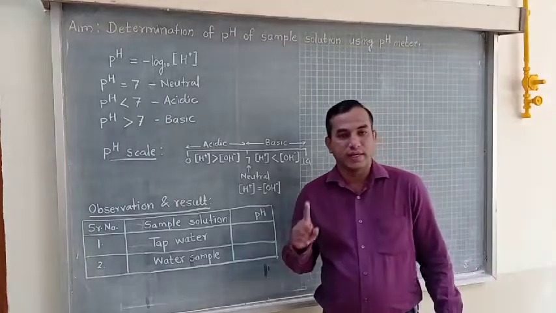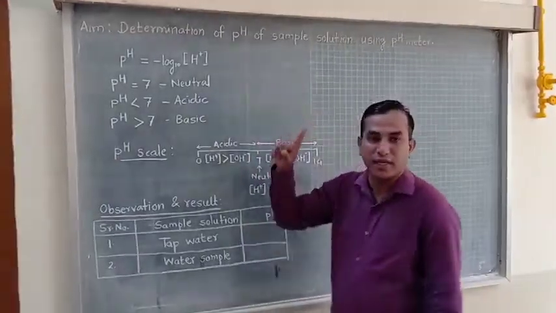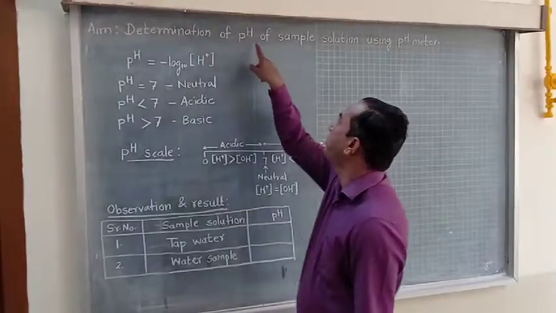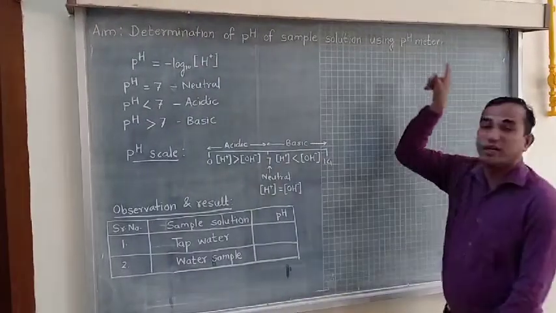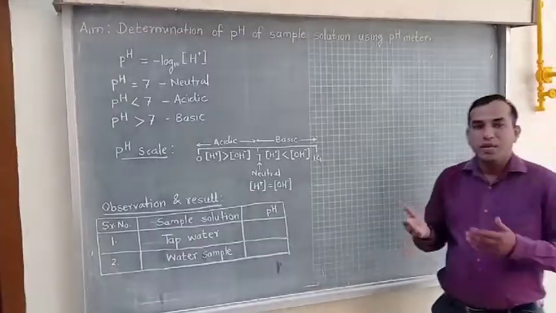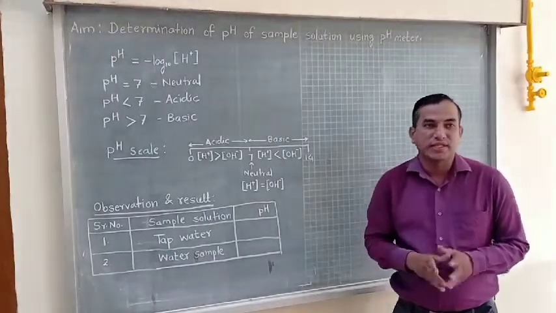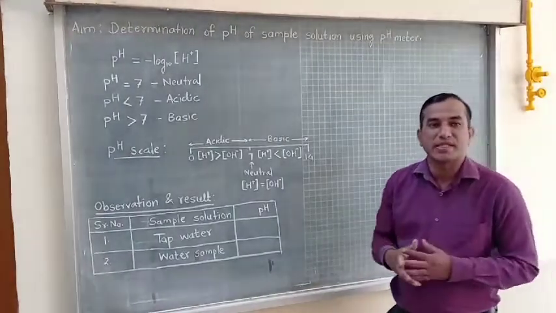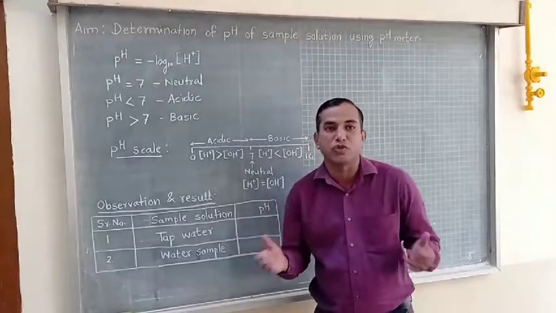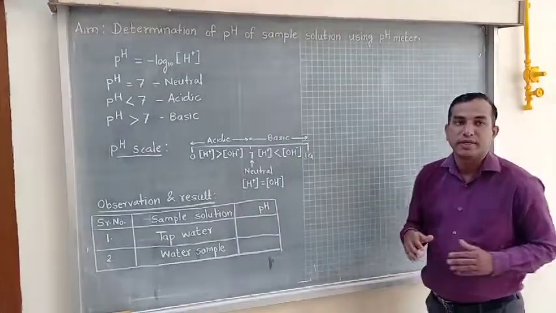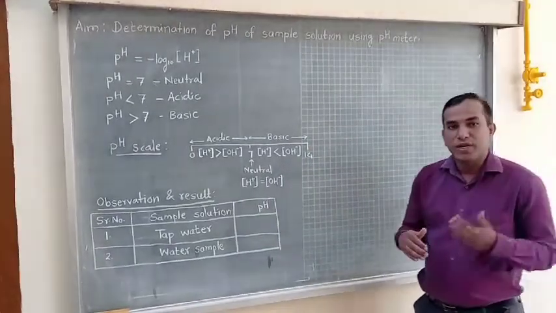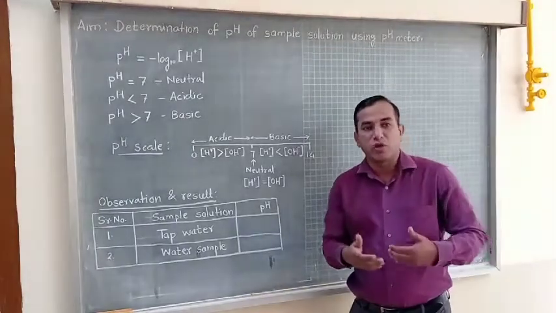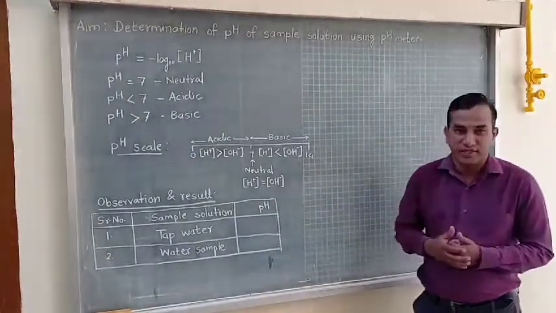Hello student, in this lecture we will discuss another demo experiment, that is determination of pH of sample solution using pH meter. In previous practicals we determined various types of parameters like hardness of water and alkalinity of water. Hardness of water and alkalinity of water basically play an important role while selecting the water for industry.